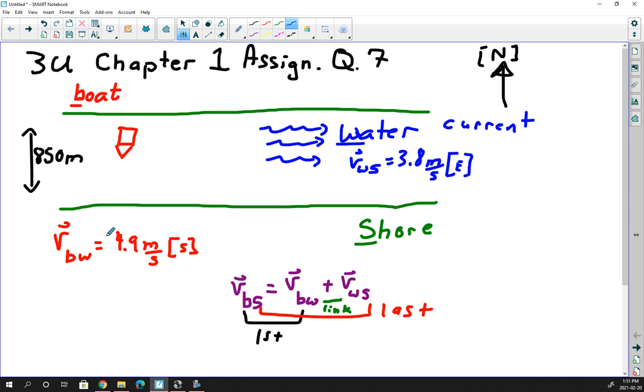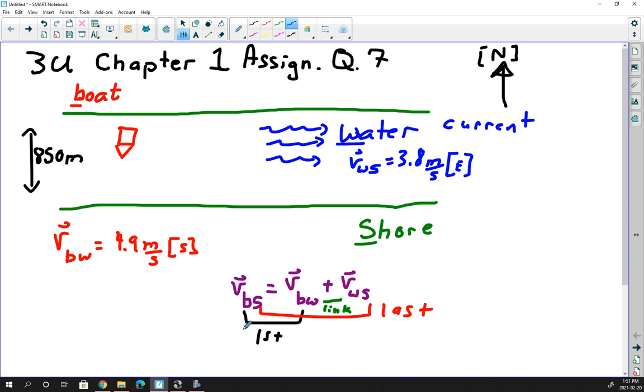And then it says, determine the velocity of the ferry boat relative to the shore. So the velocity of the boat with respect to the shore, VBS. So this is the BS velocity. Now that's going to equal the velocity of the boat with respect to the water plus the velocity of the water with respect to the shore.